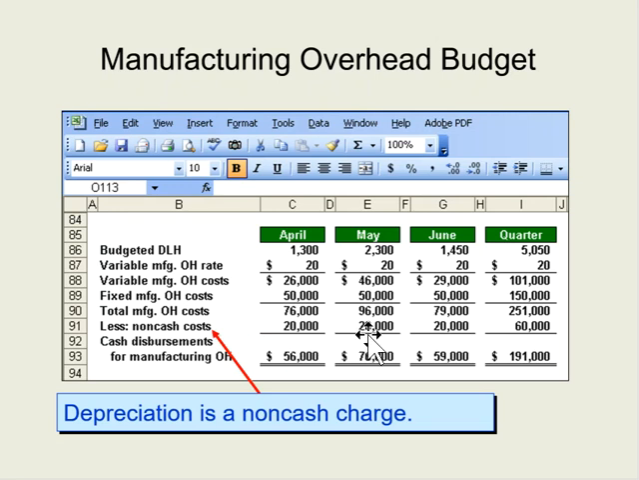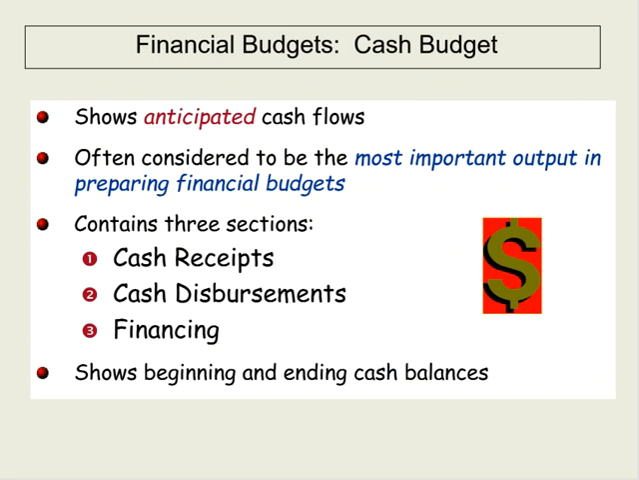Now, if we subtract out the non-cash fixed expenses, that will tell us how much is actually going to be paid out in cash for our overhead, which we will use for our cash budget, which happens to be our next budget that we calculate. So our cash budget is going to take into account cash inflows and outflows. That breaks down to cash receipts and cash disbursements. And if we're running low on money in any particular month, we may have to finance.